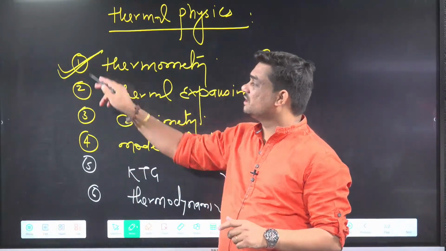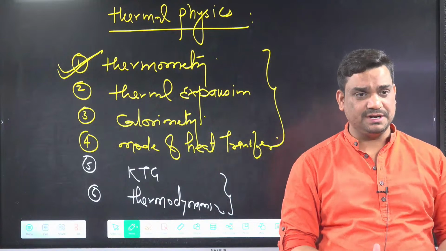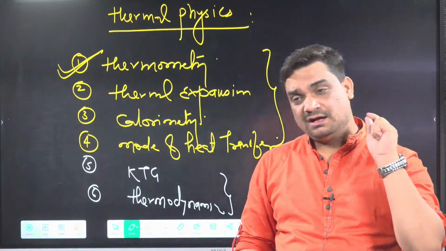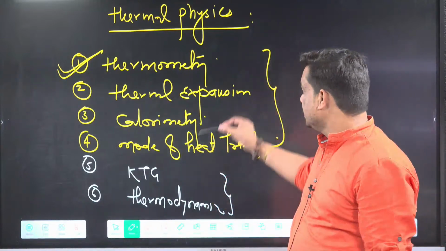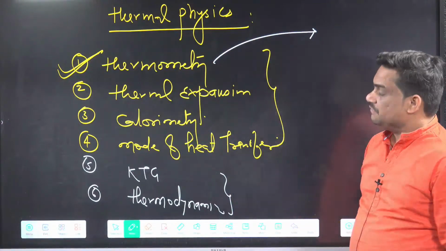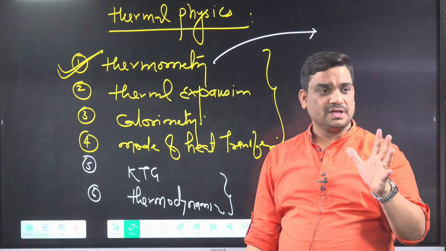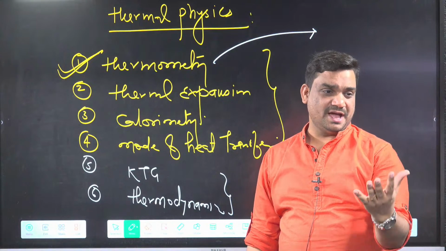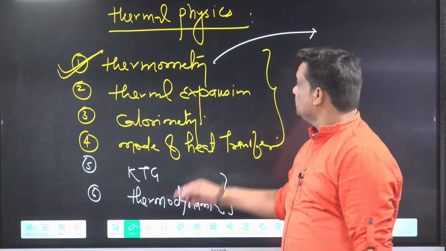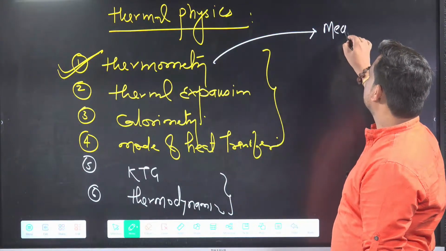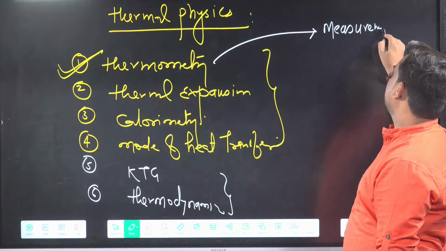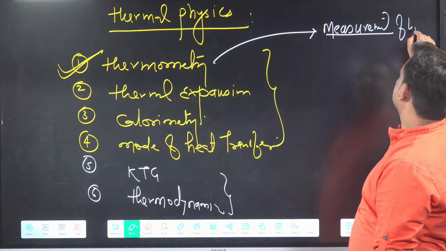First one we are going to write thermometry. So you can write the heading thermometry. Metry means basically measurement, and thermo means basically temperature. So we are having here measurement of temperature, nothing else. So in this chapter we are having measurement of temperature.